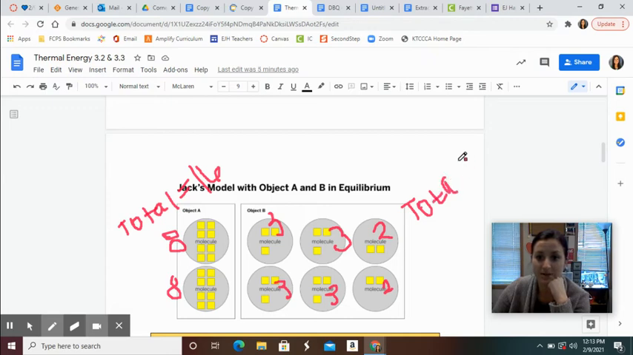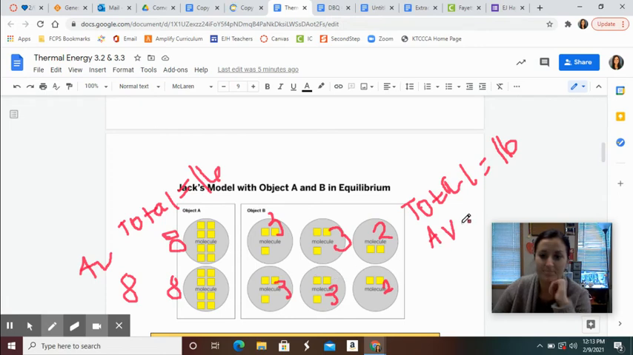But just because my total kinetic energy is 16 does not mean that my average will be the same. So my average over here would be 8, because it would be 8 plus 8 divided by 2. So that's 8. Then my average over here, 3 plus 3 plus 2, we know is 16, but there's 6 of them. So that's going to be, I think it's like 2.6. So I can see that this has a way lower average than over here.